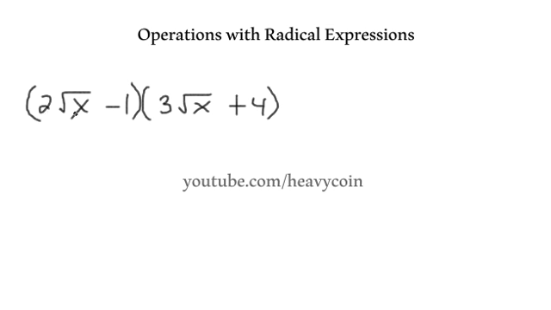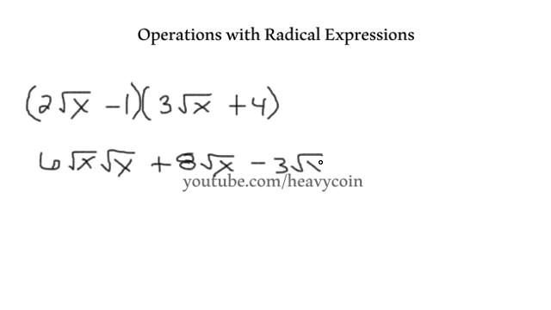So it'd be 2 times square root of x times 3 times the square root of x. So that'd be 2 times 3 is 6. And we would have the square root of x times the square root of x. And then 2 times square root of x times 4 there. So that becomes 8 square roots of x. And then negative 1 times 3 square roots of x. So that becomes negative 3 square roots of x. And then negative 1 times 4 is negative 4.